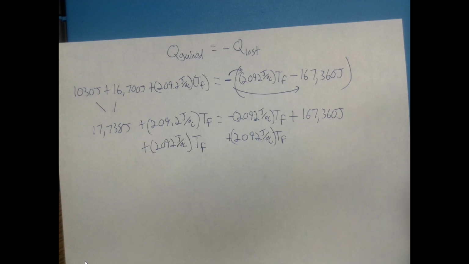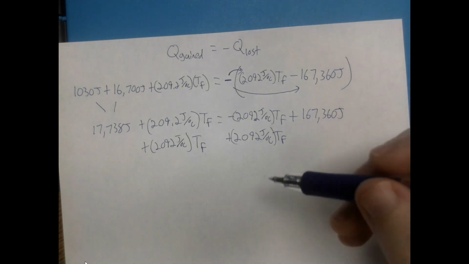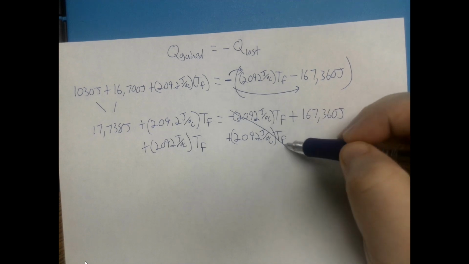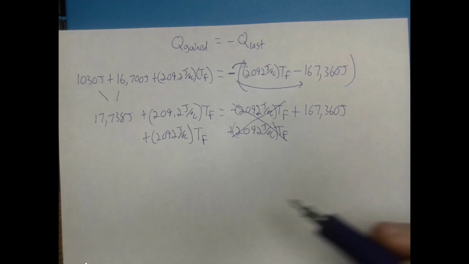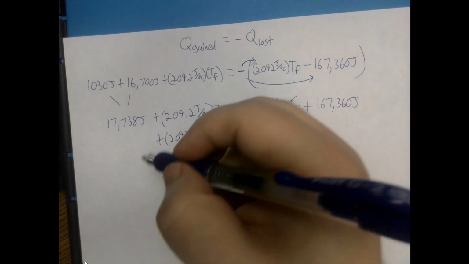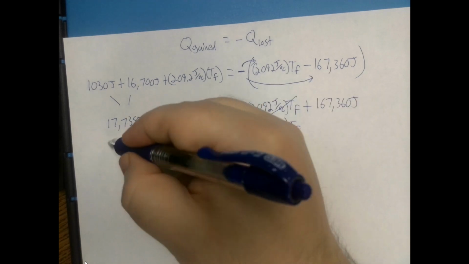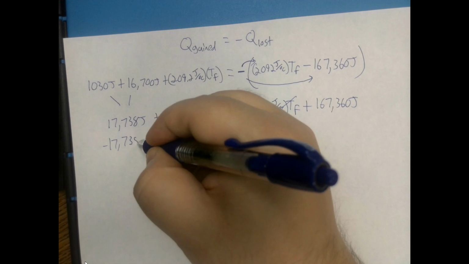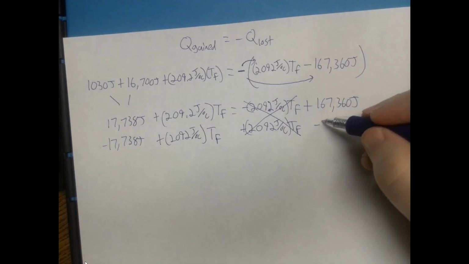It'll probably be better for you guys just to leave units off while you're working. I like keeping them in to make sure I didn't make a mistake anywhere. So a minus and a plus of the same number cancel each other out. We need to get rid of this term on this side because we want TF by itself. So minus 17,738 joules from both sides.